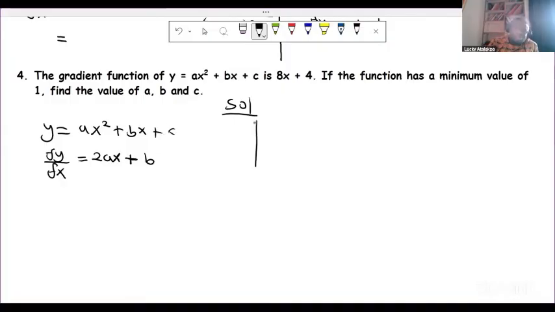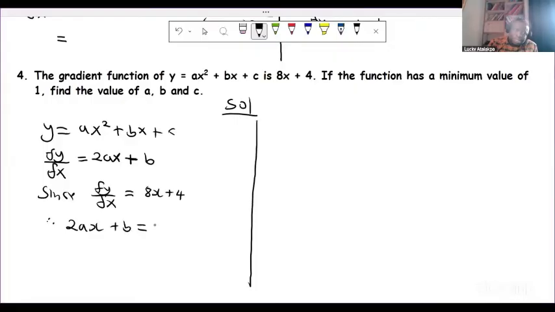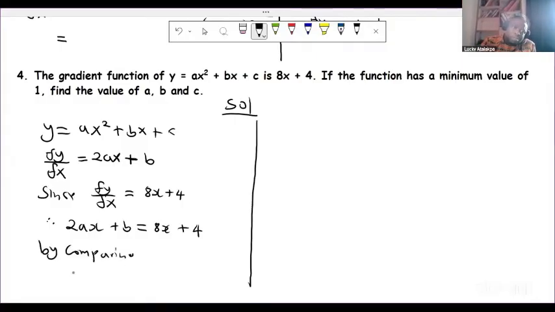Now, because we were told that dy/dx is 8x plus 4, therefore we can say 2ax plus b is 8x plus 4. Then, by comparing, it means that my 2ax is the same thing as 8x. x will cancel x.